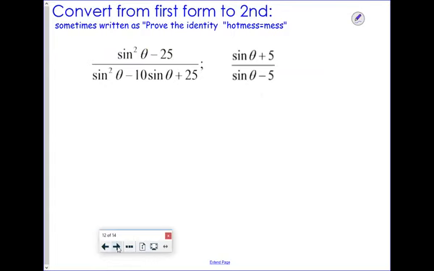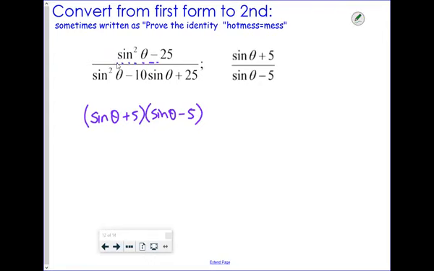Okay, pause your video, have a go at this again. Can you see this is difference of squares here? We're going to factor this. So we've got sine theta plus 5 times sine theta minus 5. That was difference of squares.